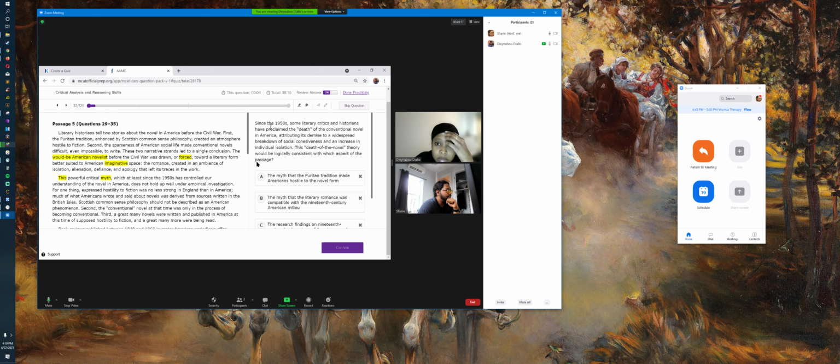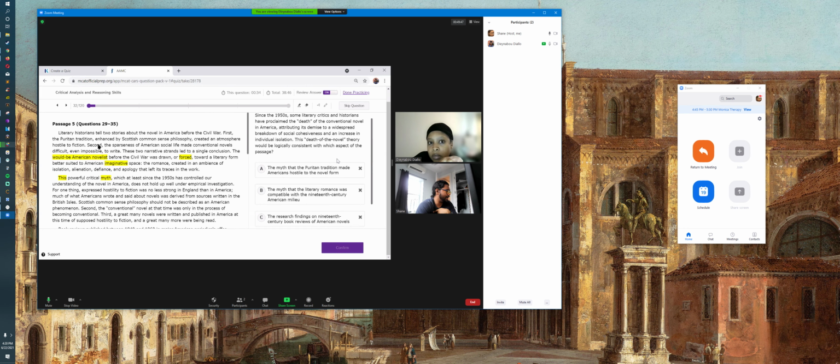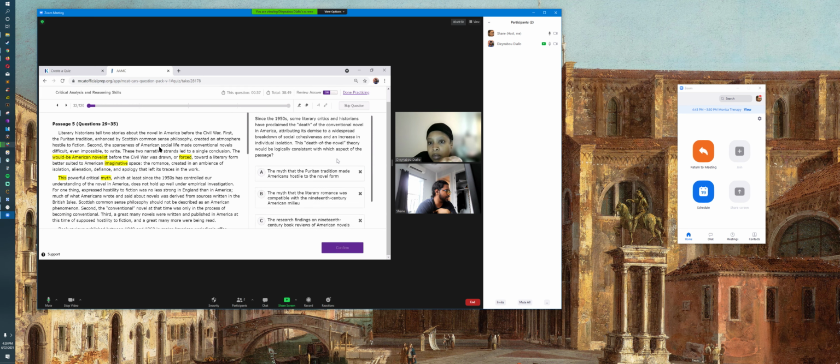All right. Since the 1950s, some literary critics and historians have proclaimed the death, in quotes, of the conventional novel in America, attributing its demise to a widespread breakdown of social cohesiveness and an increase in individual isolation. This death of a novel theory would be logically consistent with which aspect of the passage? I kind of look at where it says second, the sparseness of American social life made conventional novels difficult. So they're asking which aspect of the passage is basically consistent with that.